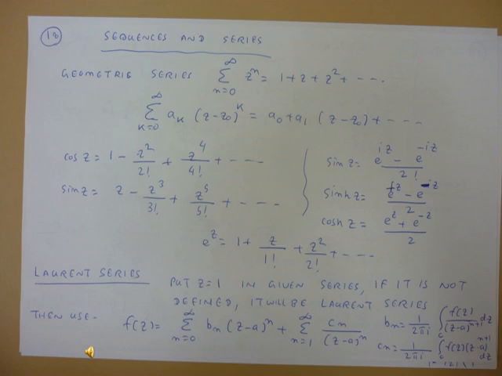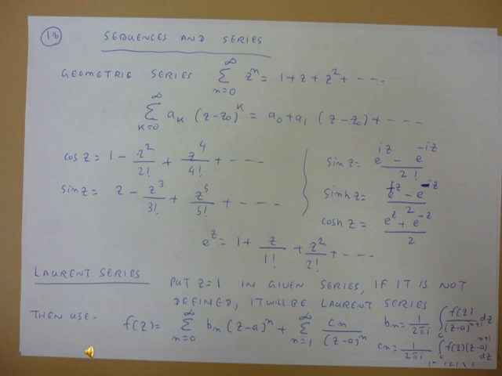Laurent equation: the summation from 0 to infinity of b_n over (z minus a) power n, plus the summation from n equals 1 to infinity of c_n (z minus a) power n. Then the coefficients b_n and c_n: b_n is 1 divided by 2 pi i, the line integral of f(z) divided by (z minus a) power n plus 1 dz, and c_n is 1 by 2 pi i, the line integral of f(z) over (z minus a) power n plus 1 dz.